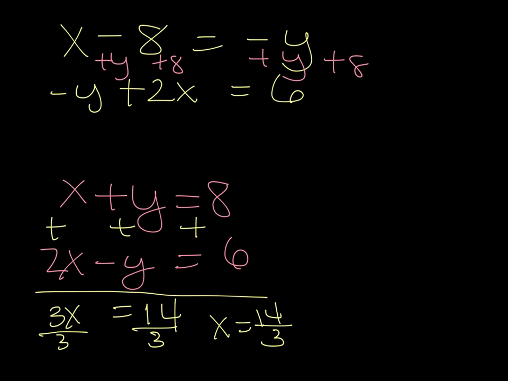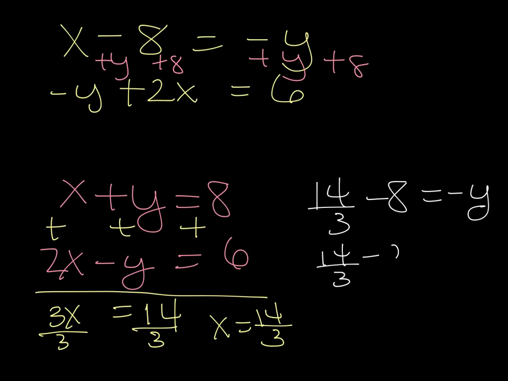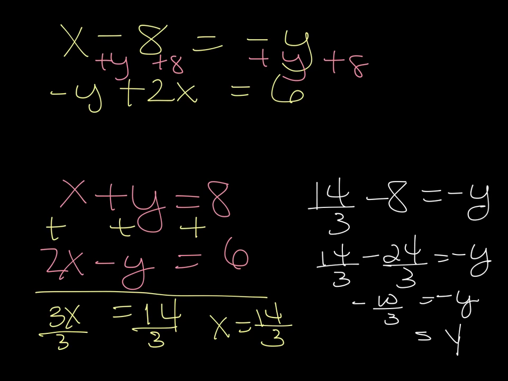Okay, I need to find y, so I'm going to put this in the top equation. And I get 14 thirds minus 8 equals negative y. So this is 14 thirds minus 24 thirds equals negative y. That gives me negative 10 thirds equals negative y. Divide both sides by negative 1, so y is 10 thirds. So right now it looks like my answer is 14 thirds, 10 thirds.